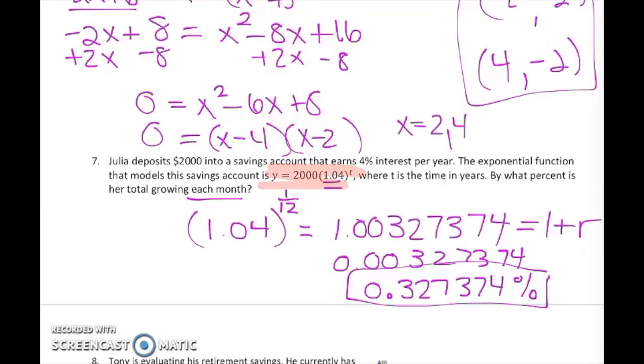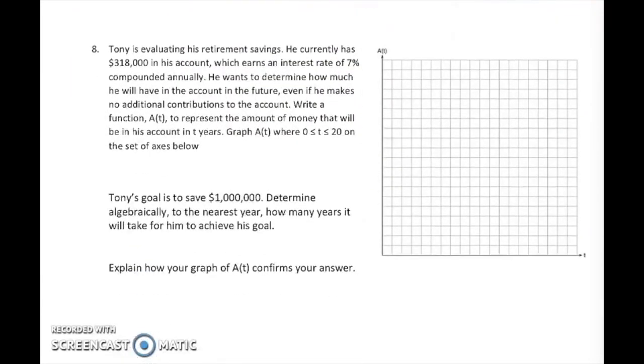Next one, Tony is evaluating his retirement savings. He currently has $318,000 in his account, which earns an interest rate of 7% compounded annually. He wants to determine how much he will have in his account in the future, even if he makes no additional contributions. Write a function and graph it on the interval from 0 to 20. So let's start with that.